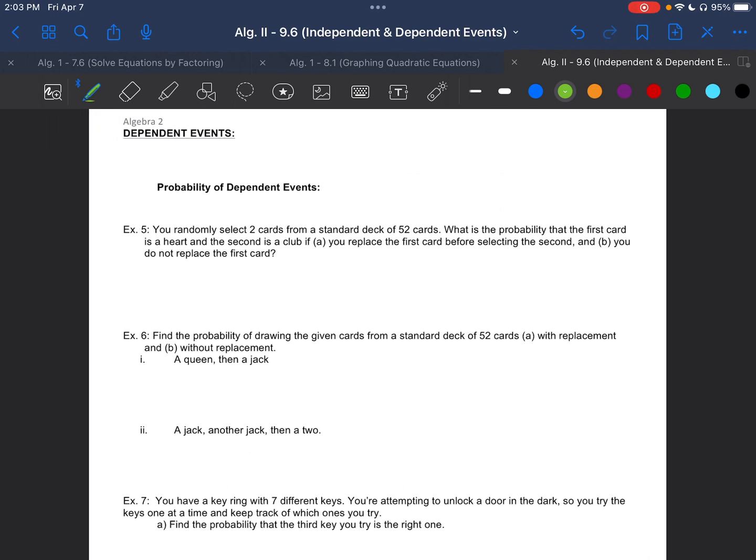On to dependent events. So dependent events are the exact opposite of independent. It's if the occurrence of one event affects the occurrence of another.